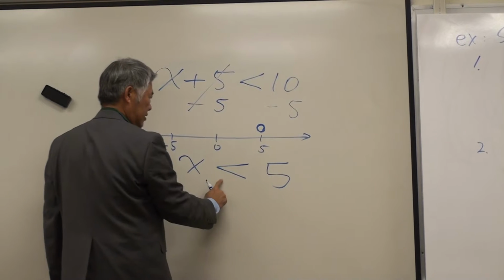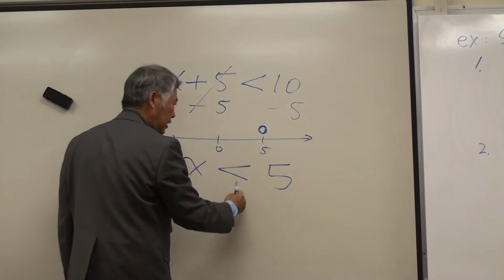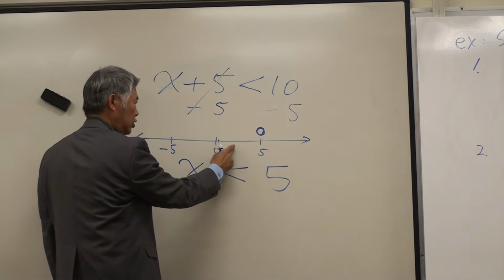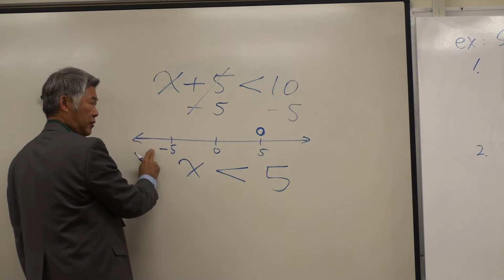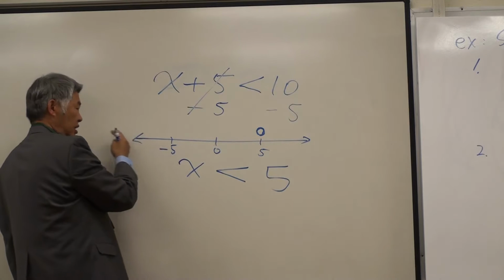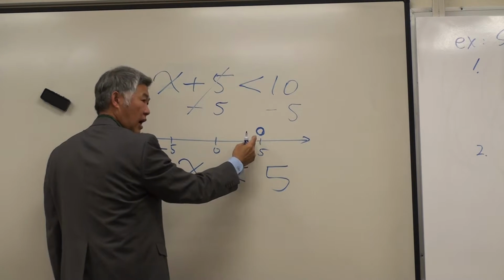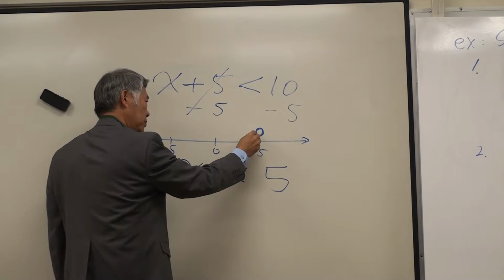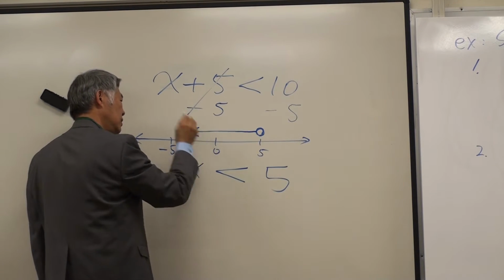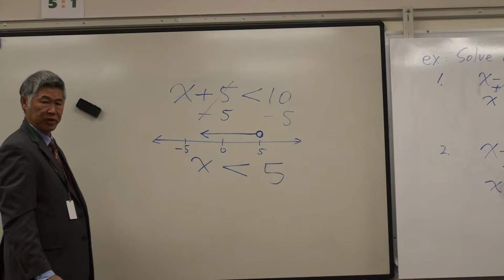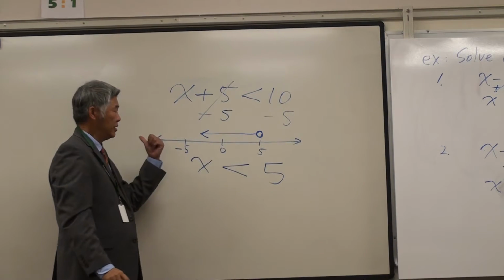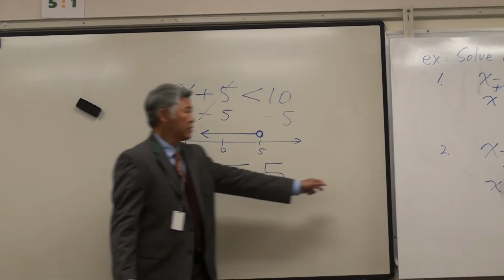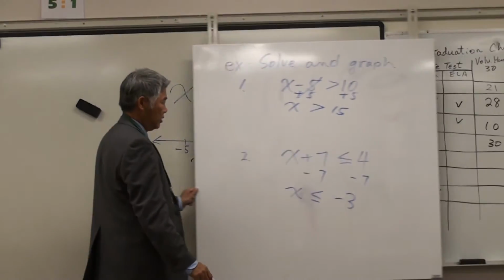Now since x is less than 5, anything less than 5 works. So that will be 4, 3, 2, 1, 0, negative 1, negative 2, negative 3, right? There are infinitely many numbers below 5. So in mathematics, we use a line to represent it. Well, actually, it's a ray. That's your graph. So let's do one more example here.